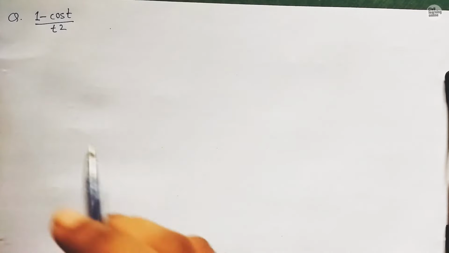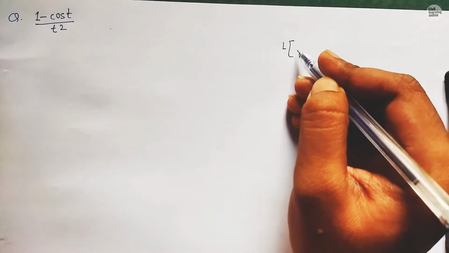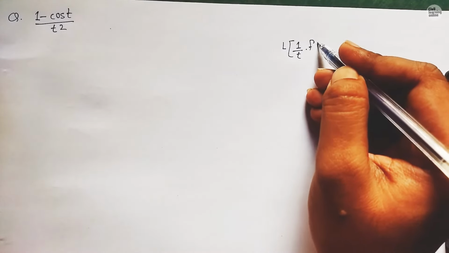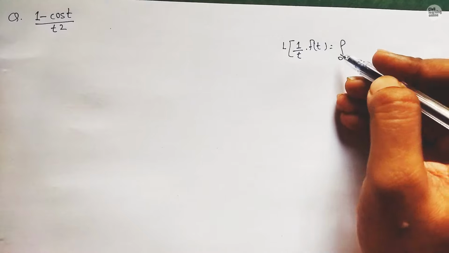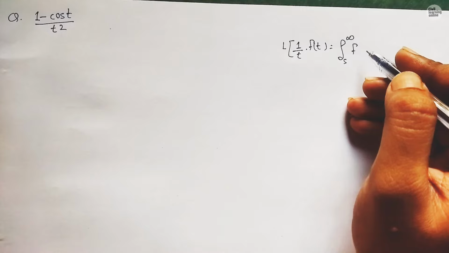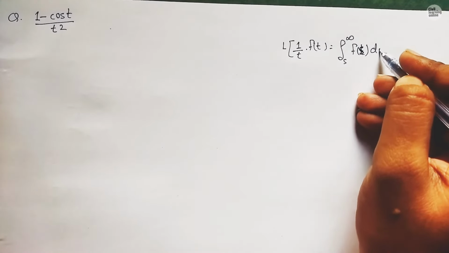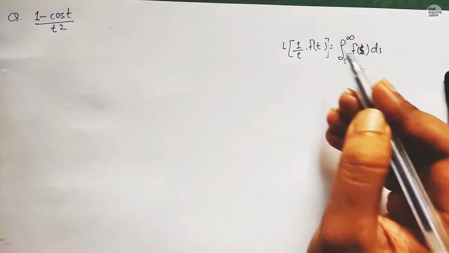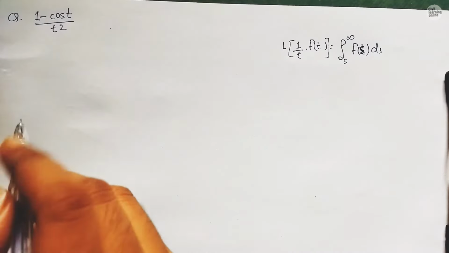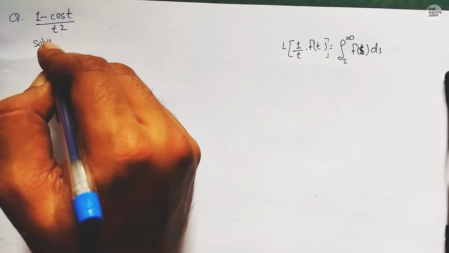So before solving this numerical example, I would like to recall the concept, that is, Laplace transformation of 1 upon t times f(t) equals integral from s to infinity of f(s) ds. You can see this theorem is only for t to the power 1, but here we have t to the power 2. So how will we solve this? Watch this numerical very carefully, and this is very important from the exam point of view.